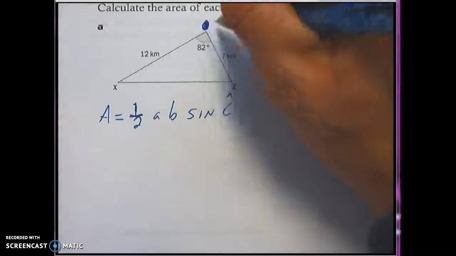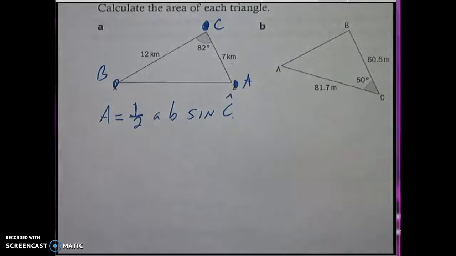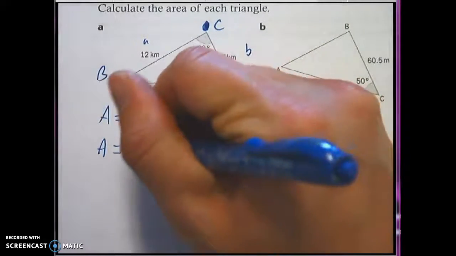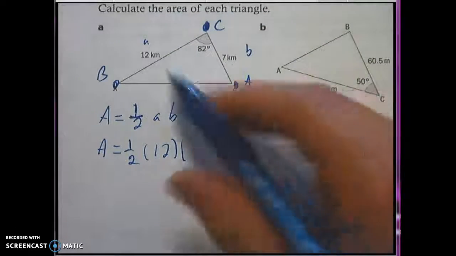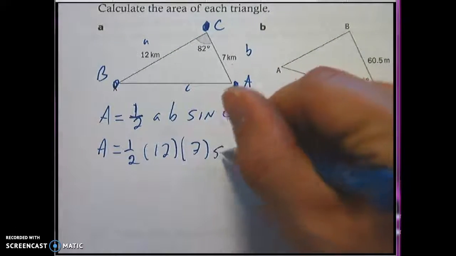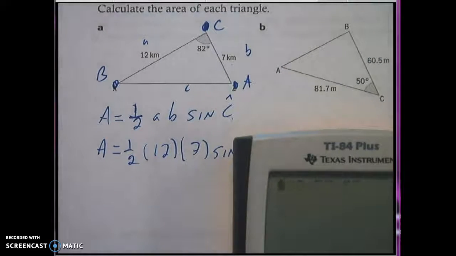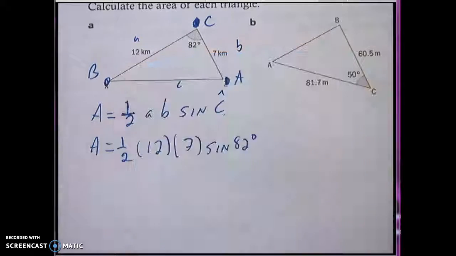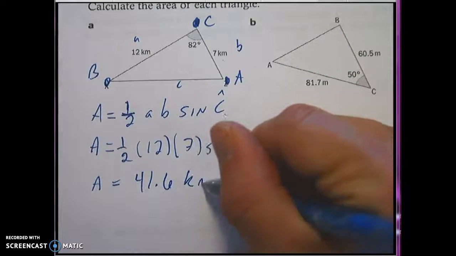So I'm just going to relabel this triangle. I'm going to make this C, A, B so that I can plug stuff into my formula. So now that's C, that's A, that's B. So the area is 1/2. Little a is 12. Little b is 7. Sine of 82 degrees. And when I type that into the calculator, we've got 0.5 times 12 times 7 times sine of 82 degrees. That's 41.6. Don't forget that the units are in kilometers squared.